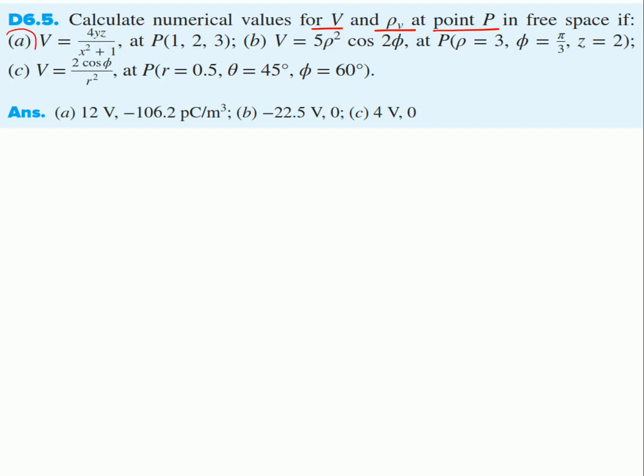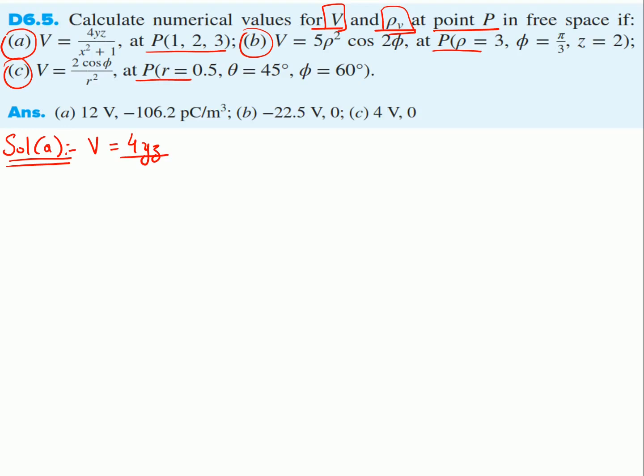In the first part the potential is given at point P, then in the second part again potential is given at point P, and in the third part potential is given at P. So let us start with the first part and see how we can find the potential and the volume charge distribution. The data is that the potential is given as V equals 4yz divided by x square plus 1, and we need to find the potential at P.